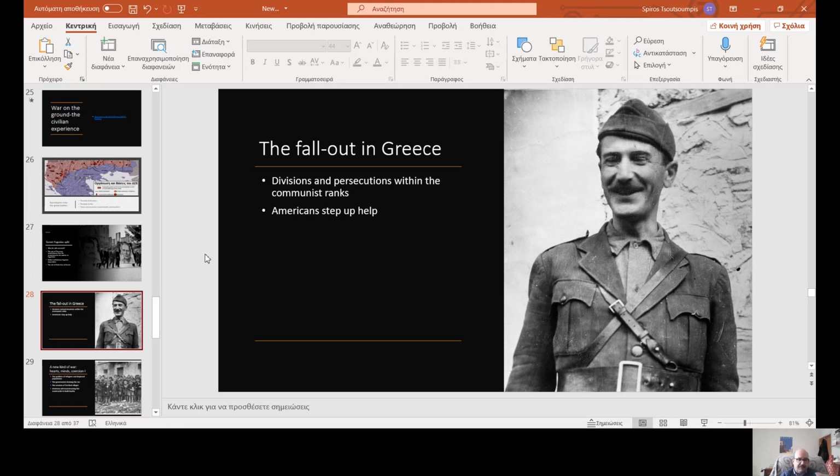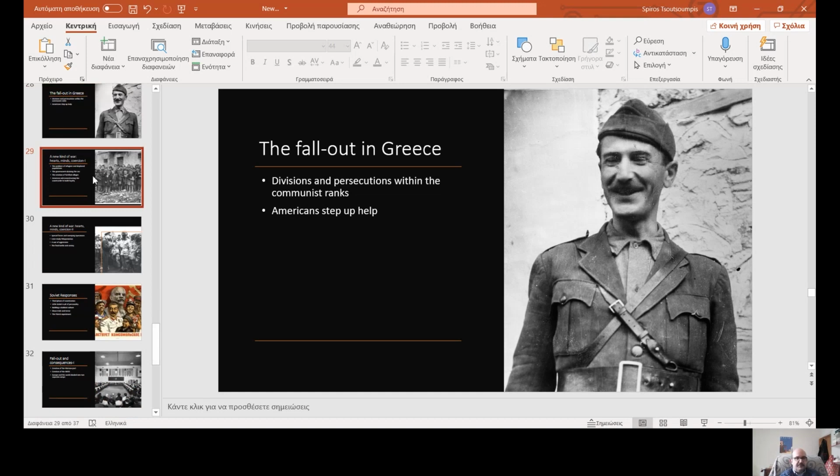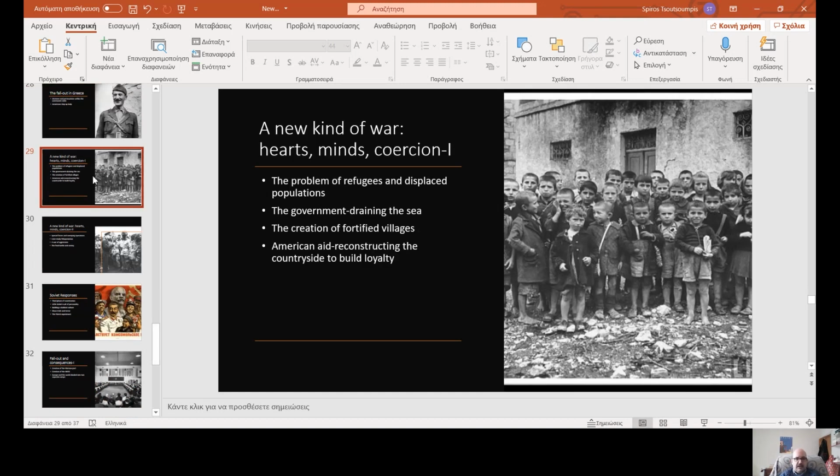And now the Americans see that this is their opportunity to step in and to accelerate help, and now they begin pushing the Greek government to pursue more vigorous tactics against the communist insurgency. But what are these tactics?